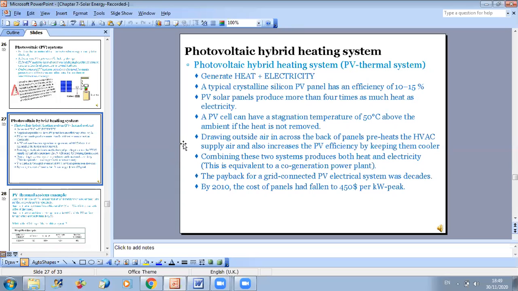Now, the payback of a grid-connected PV electrical system was decades. So before, when we started with PV systems, a payback period of decades was not practical at all. No one will install the system if we need decades to get the money back. This is why research was done to enhance the efficiency of PV systems and make them economically viable. By 2010, the cost of panels had fallen to $450 per kilowatt peak. And of course, now it's much better.